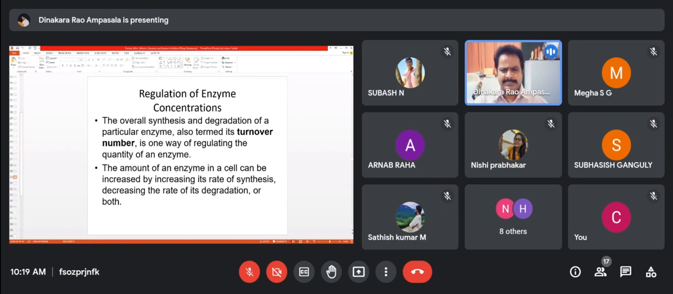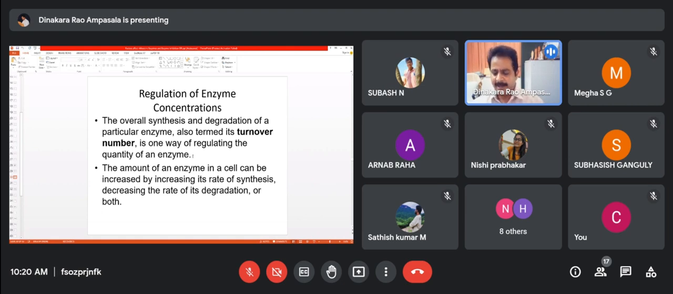The overall synthesis and degradation of particular enzymes, also called turnover, is one way of regulating the quantity of enzymes. So this is also one type of mechanism. All proteins are synthesized and they have a lifespan. Once the lifespan is over, they are taken into degradation. This kind of process we can call turnover.